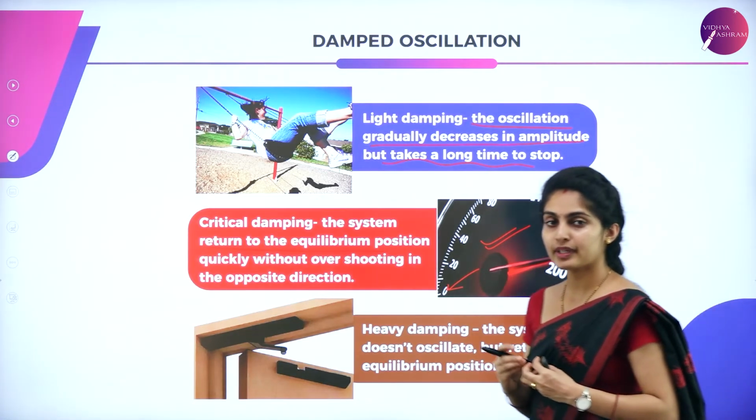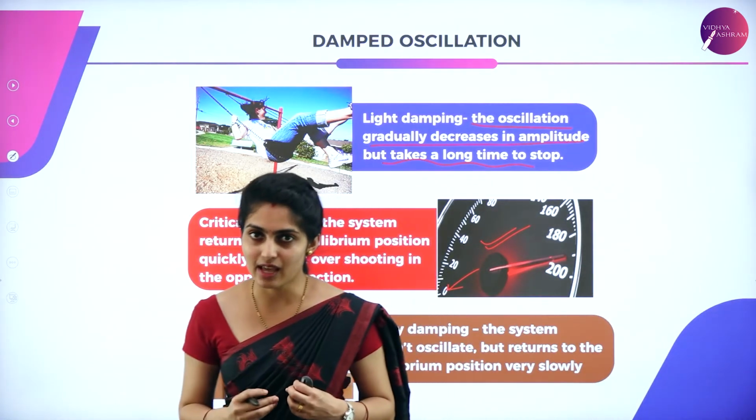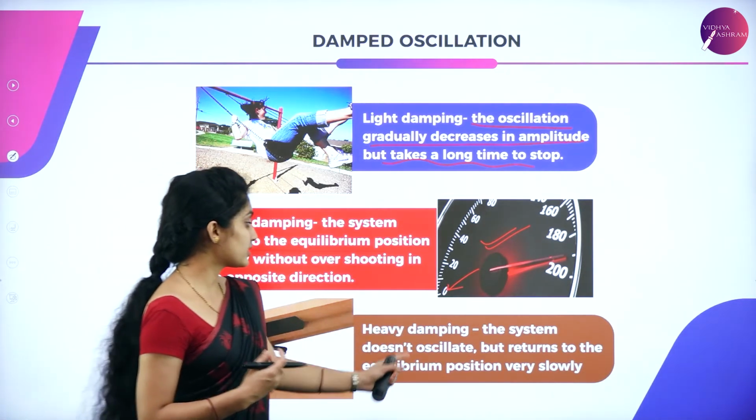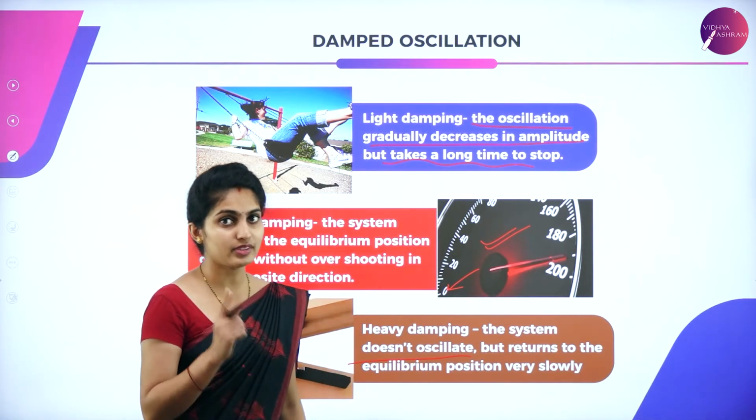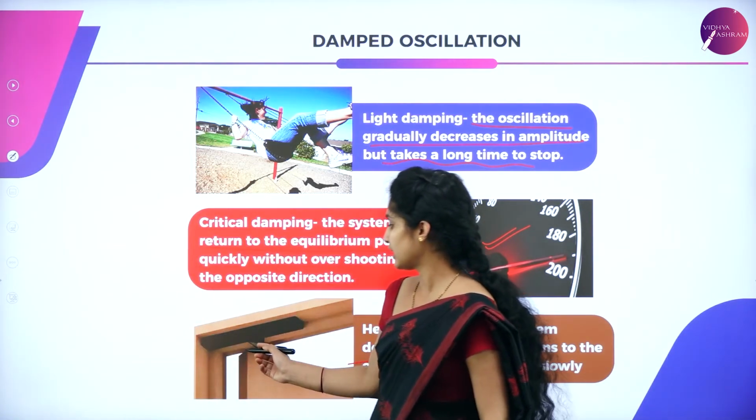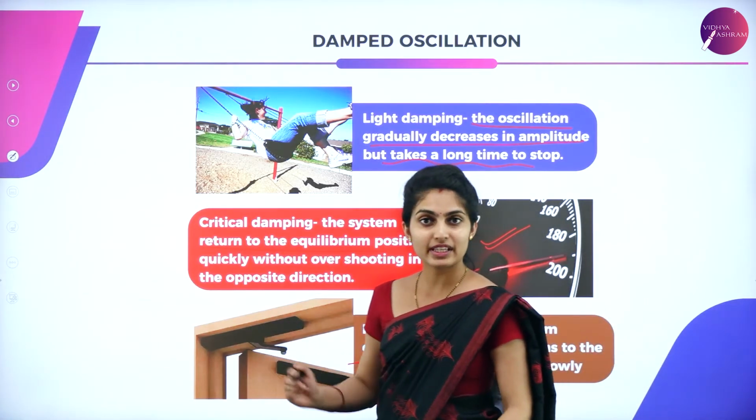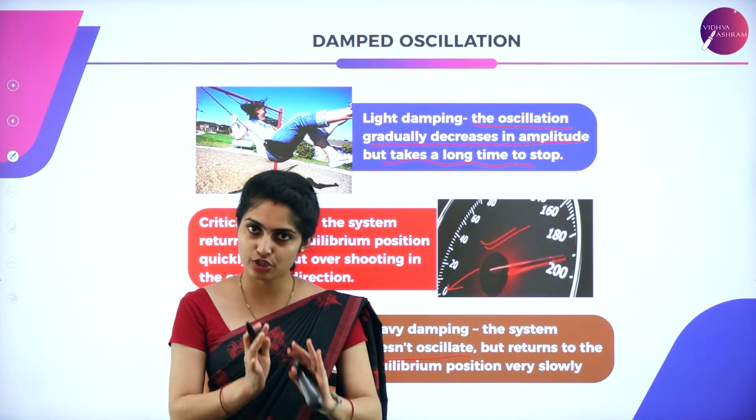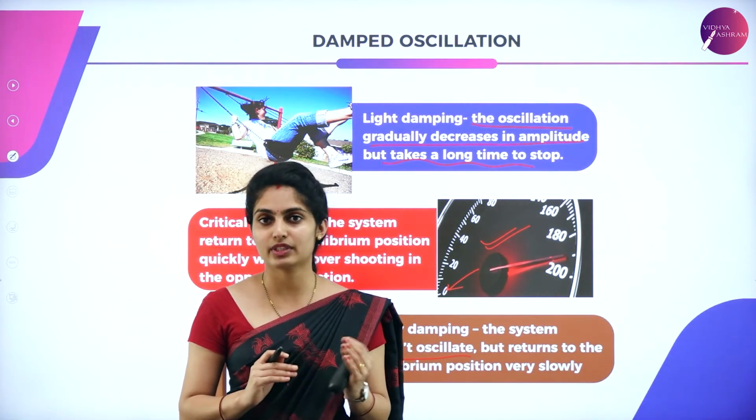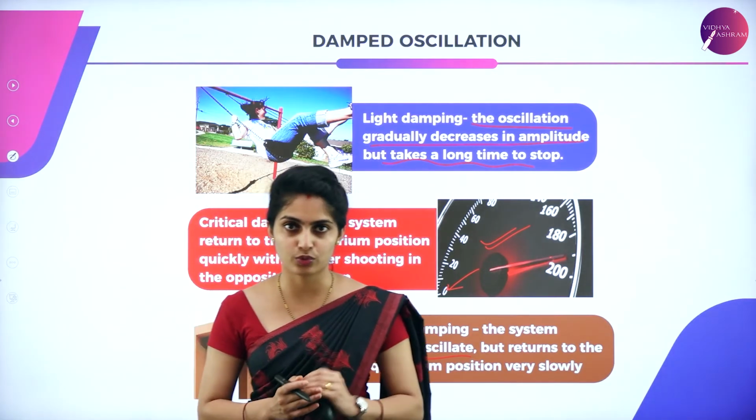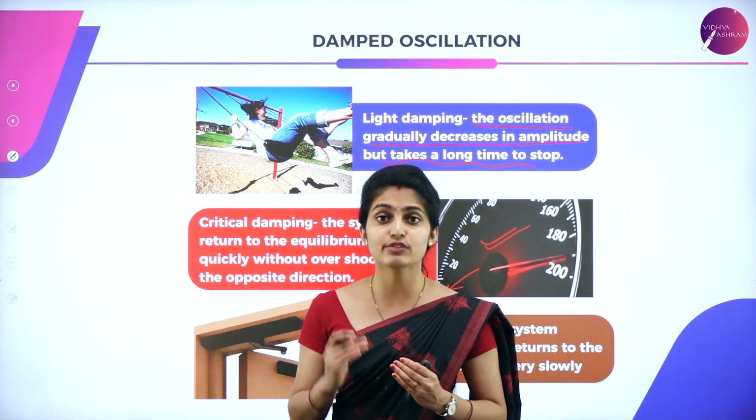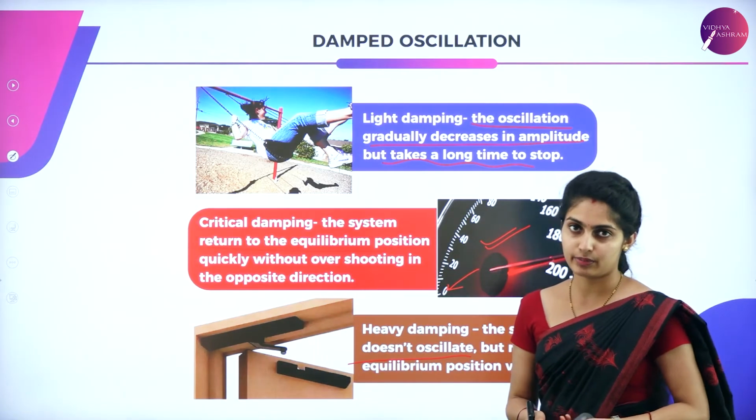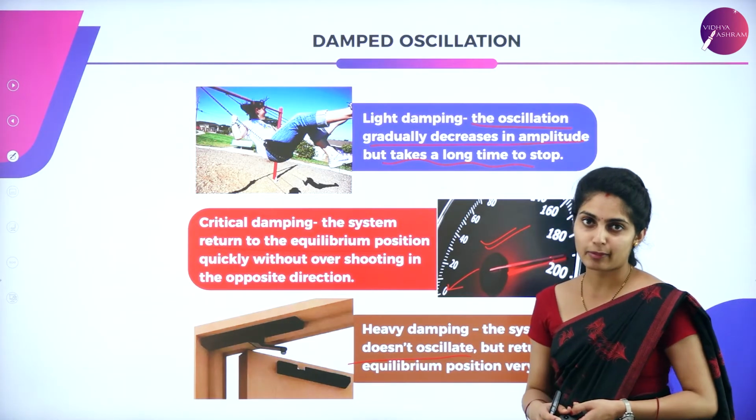Heavy damping is similar to light damping. It takes time to come to its equilibrium position, but here the system does not oscillate. Remember, the system doesn't oscillate. Nowadays you can see automatic door locks. Whenever you push the door and leave it, you don't have to turn back and close it. It closes by itself, but it takes a longer time to come back to its original position, the equilibrium position. So that's all about damped oscillation.